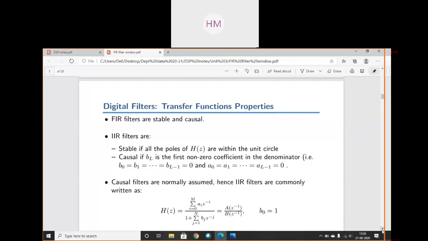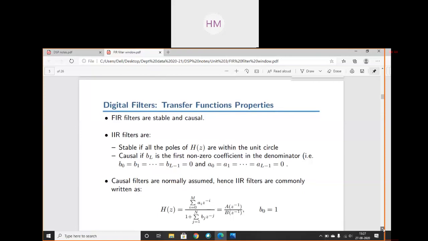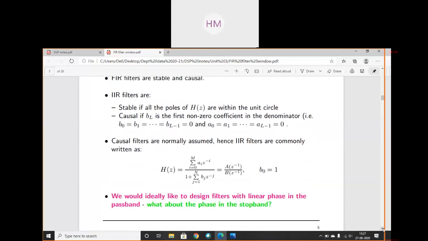Okay, causal filters are normally assumed, hence IIR filters are commonly written as, so this is the final equation which we have seen earlier. H of Z is equal to summation AI Z inverse upon 1 plus Bj Z inverse.